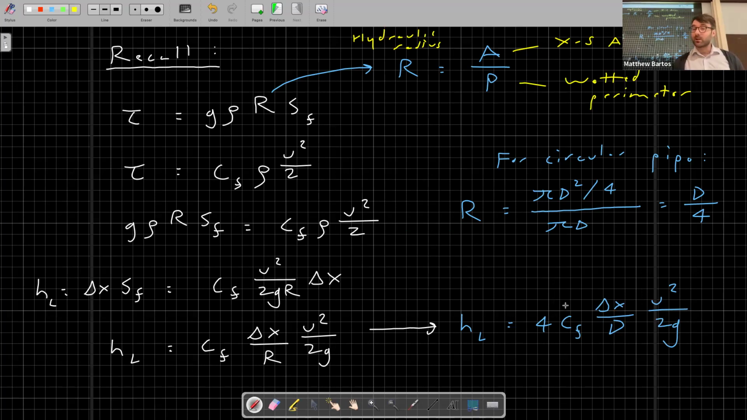So what we did for Darcy-Weisbach was we took this expression, 4 times the drag coefficient, and we just lumped these together into a single coefficient f that we called the friction factor. That's where Darcy-Weisbach comes from. Basically, all of the other empirical models that we'll be coming up with today are just different ways of specifying this drag coefficient here, or this friction factor coefficient here.